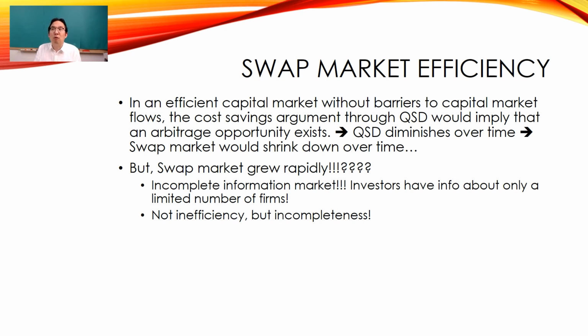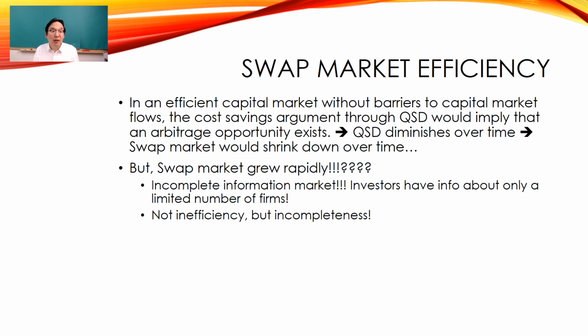Who are you, right? It gets back to our Jahangir Khan versus Sai kind of country by country differentials, right? Market by market differentials, right? So the information is incomplete in the market. So we cannot say for sure about the market efficiency itself, but the incomplete information market is a problem, and investors have information about only a limited number of firms. Not efficiency, but incompleteness is a problem.